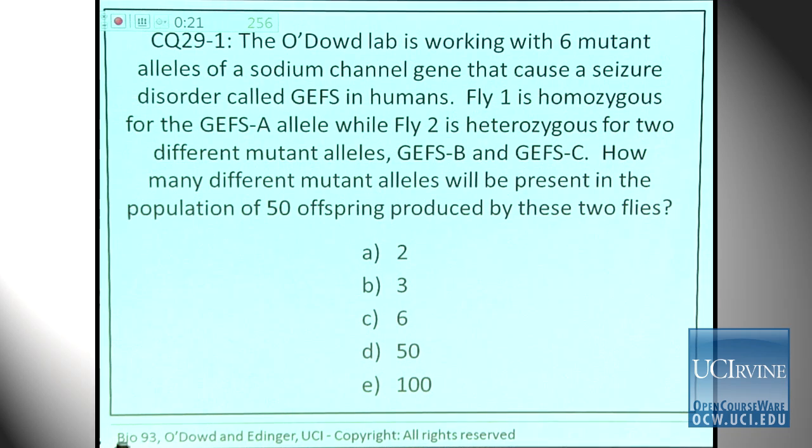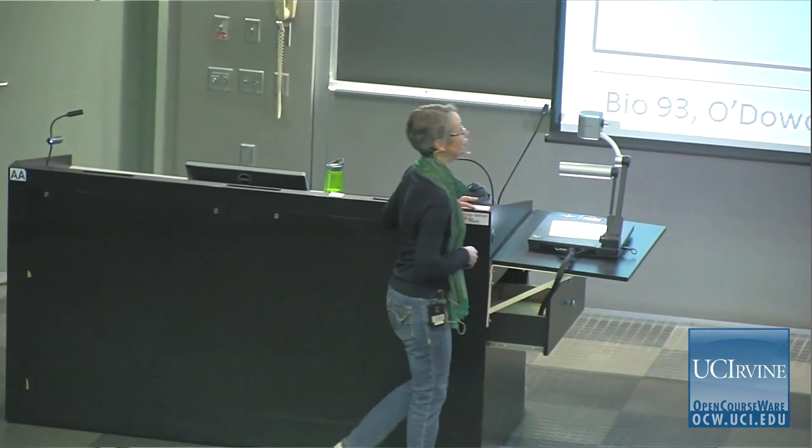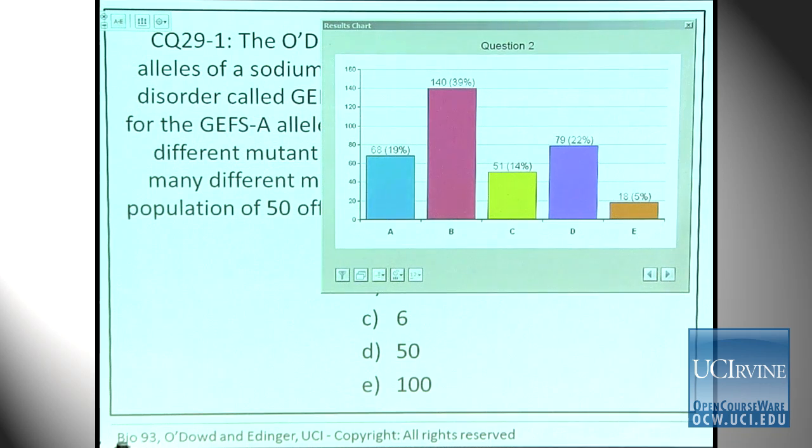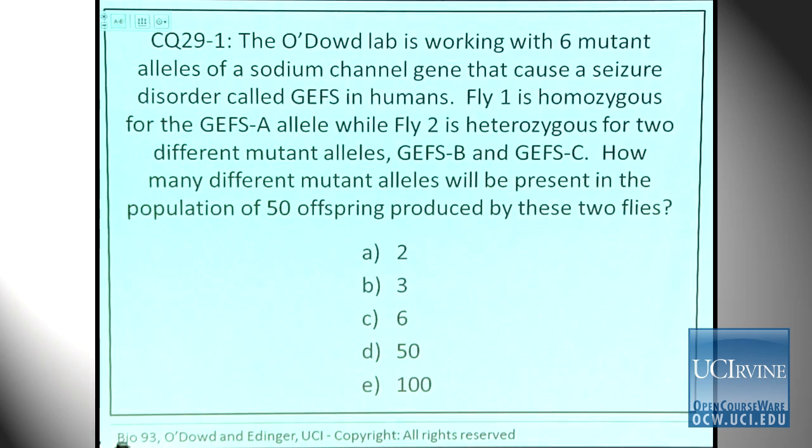Okay, so the question here is how many different mutant alleles will be present in the population of 50 offspring? All right, I'm going to stop it. You guys actually did something different than section A did. You guys got it right, at least in my opinion. One of the props of this question is this was on an old exam and people did terribly. Most people actually picked 2, I think.